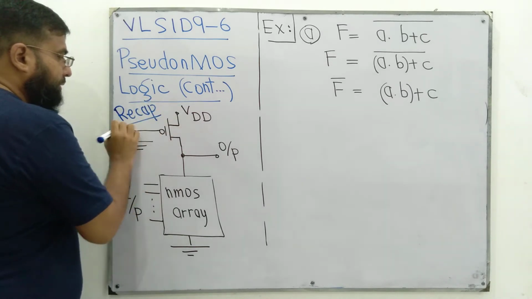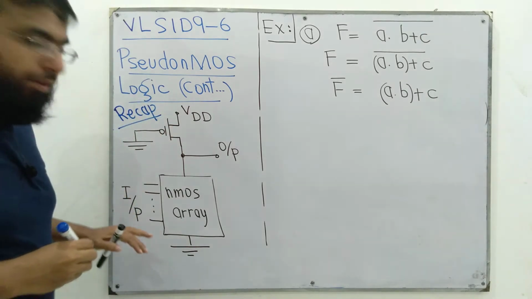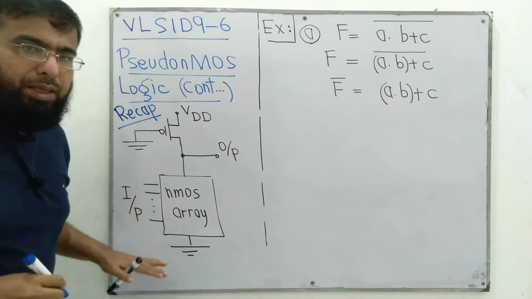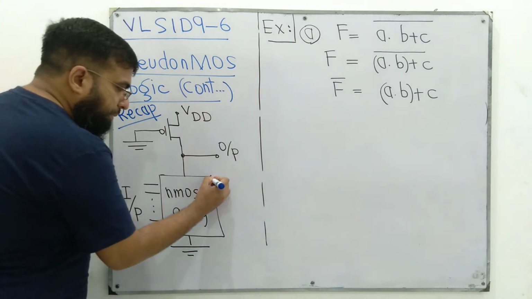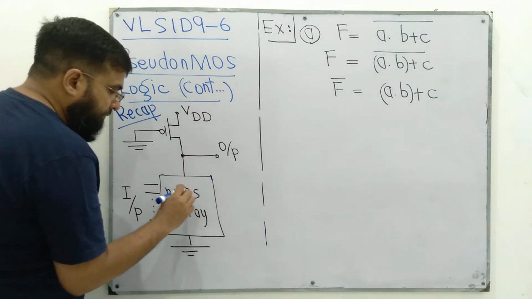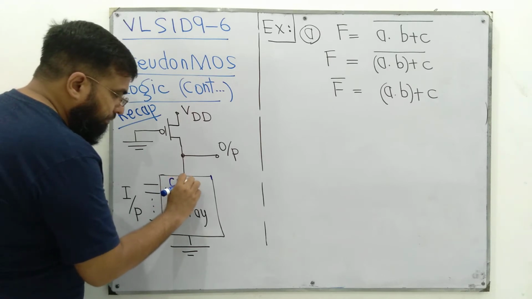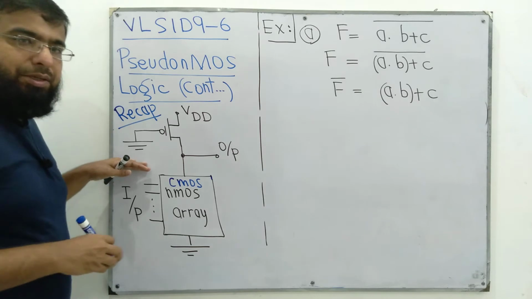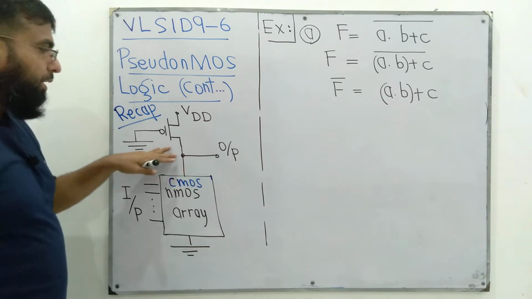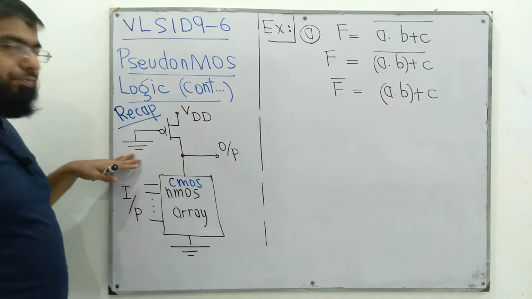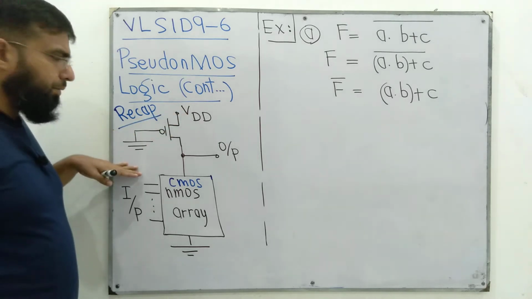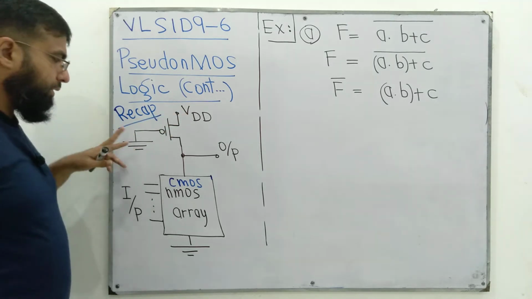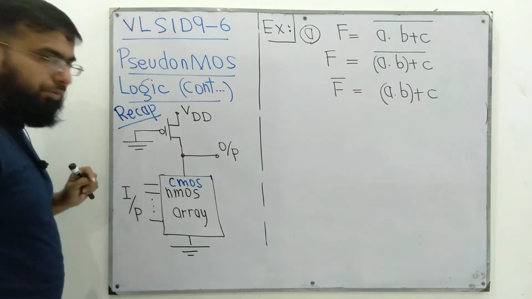A pseudo nMOS circuit can be implemented by implementing an nMOS array. This is the same nMOS array that we have in a regular CMOS circuit, whereas the PMOS array is replaced with a single PMOS transistor that is always on. The gate of the transistor is connected to ground.